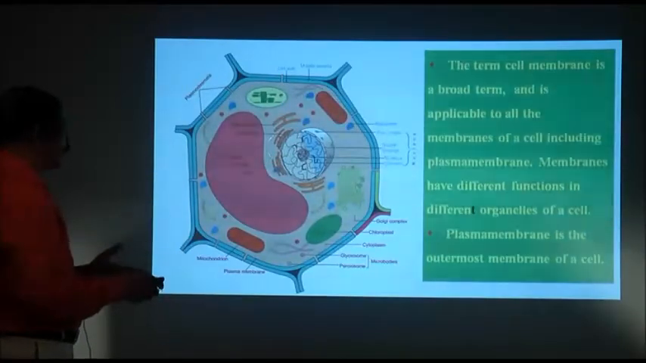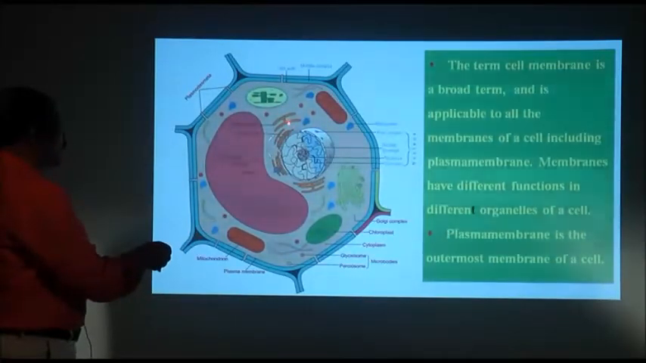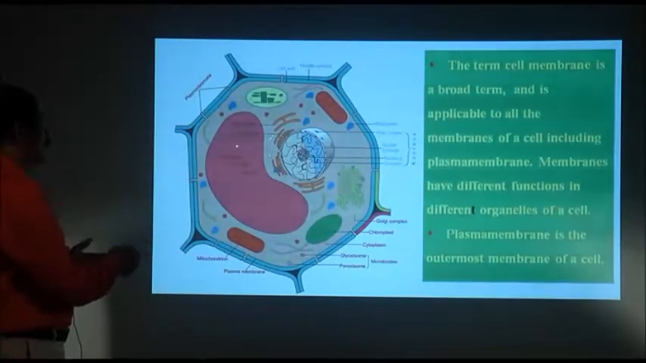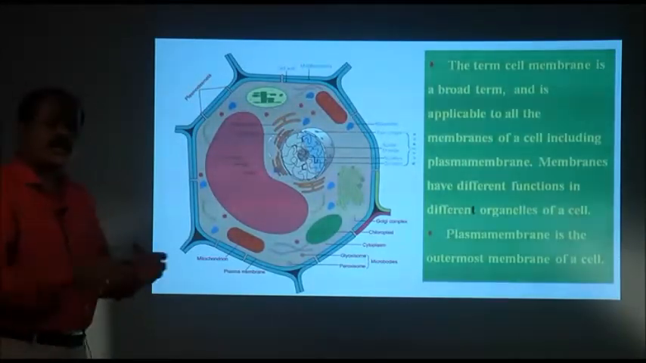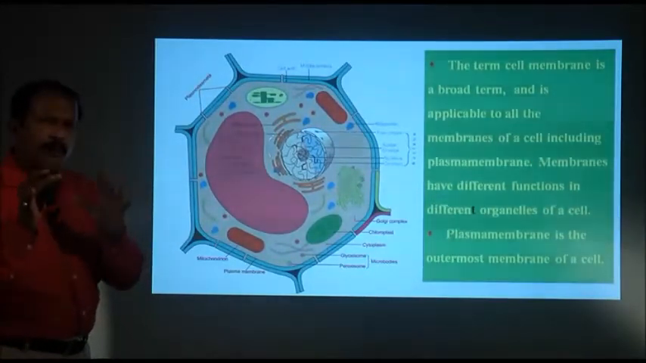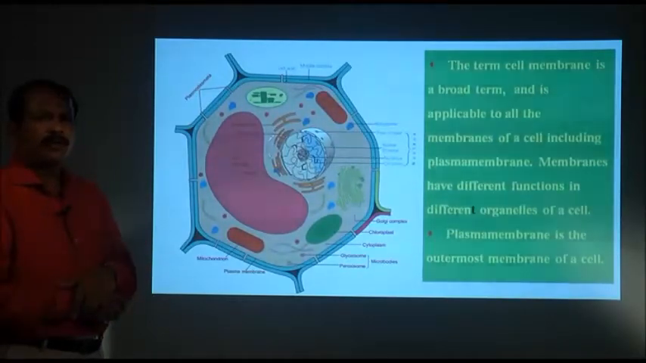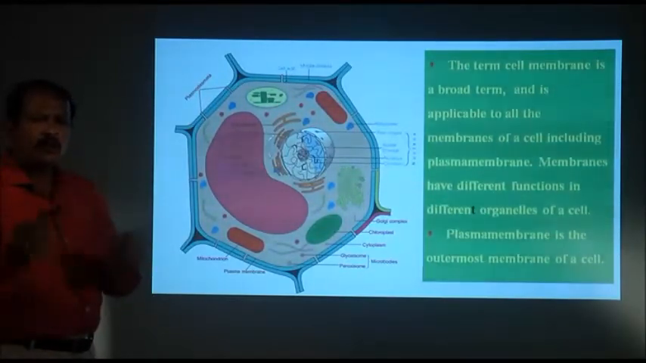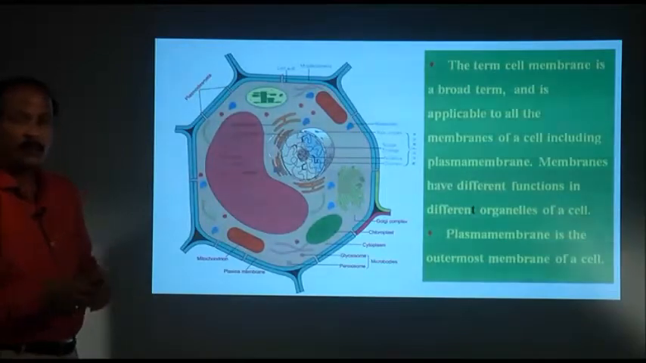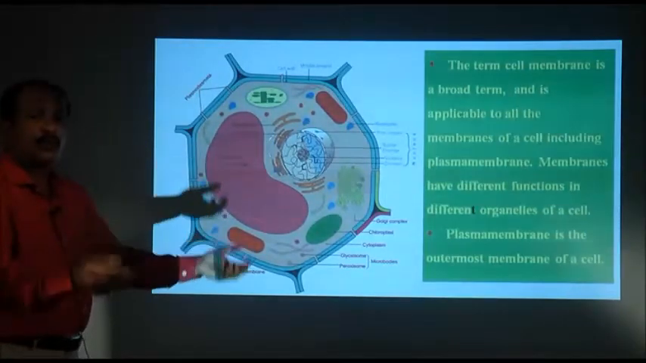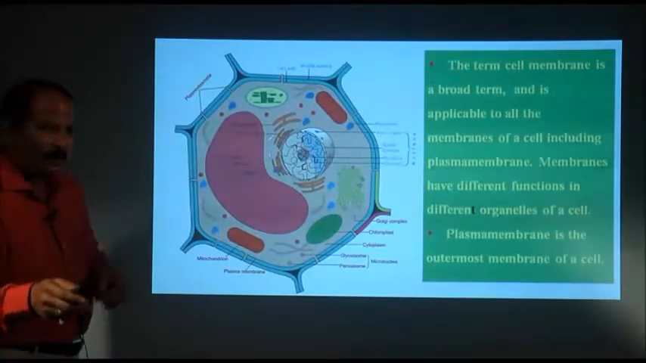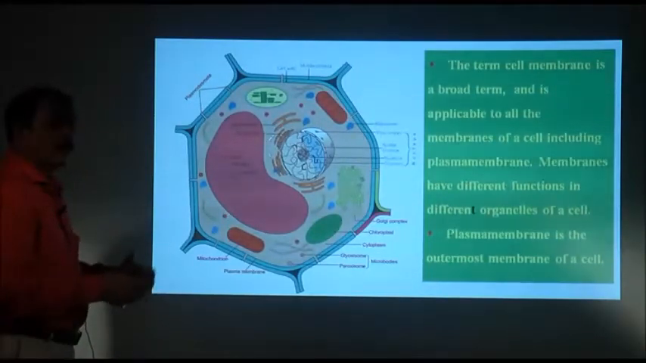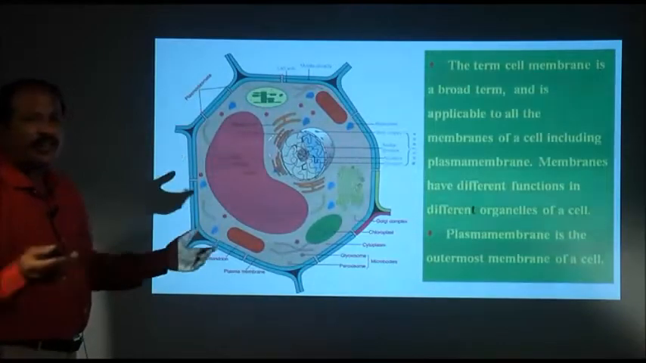So, now what I want to say, this is the endoplasmic reticulum, it is a membrane. Golgi, it is also a membrane. Tonoplast, it is also a membrane. Mitochondrial membrane. There are nearly 13 different types of membrane in the cell, including the plasma membrane. So, cell membrane is a common term, but plasma membrane is the outermost membrane of any cell, whether it is a prokaryotic cell like a bacterial cell or a eukaryotic cell like plant, animal, fungi or any cell type.